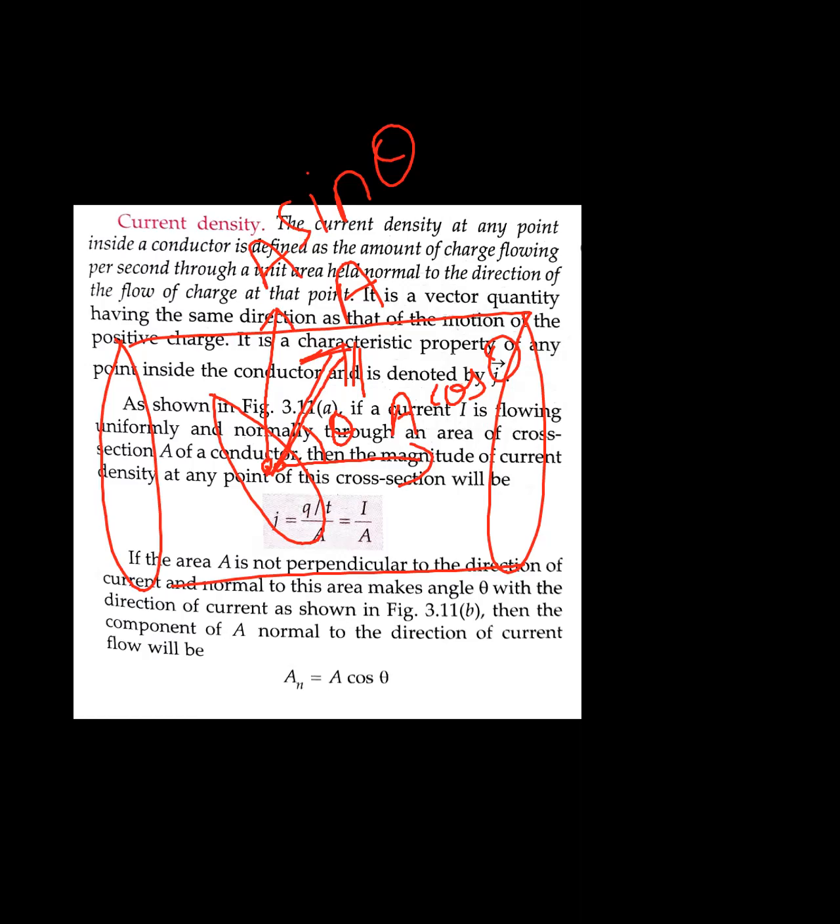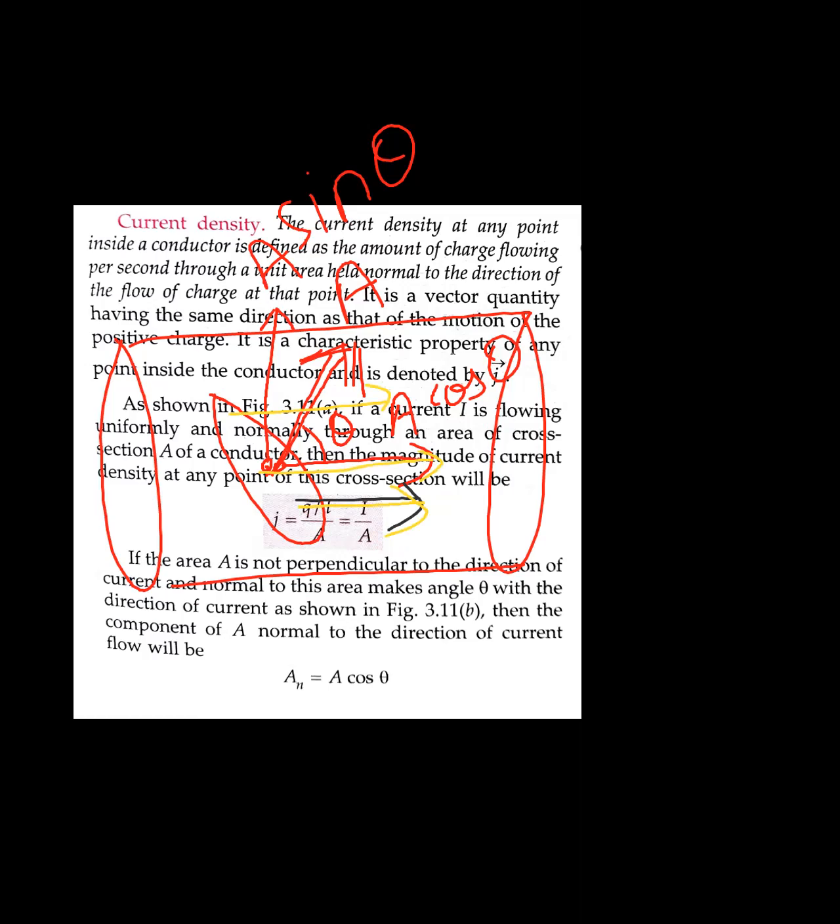So here we can see the two components. One is A cos theta and the other component is A sin theta. Now we are going to talk about A cos theta, because A cos theta is the component which will be along the direction of the current, right?